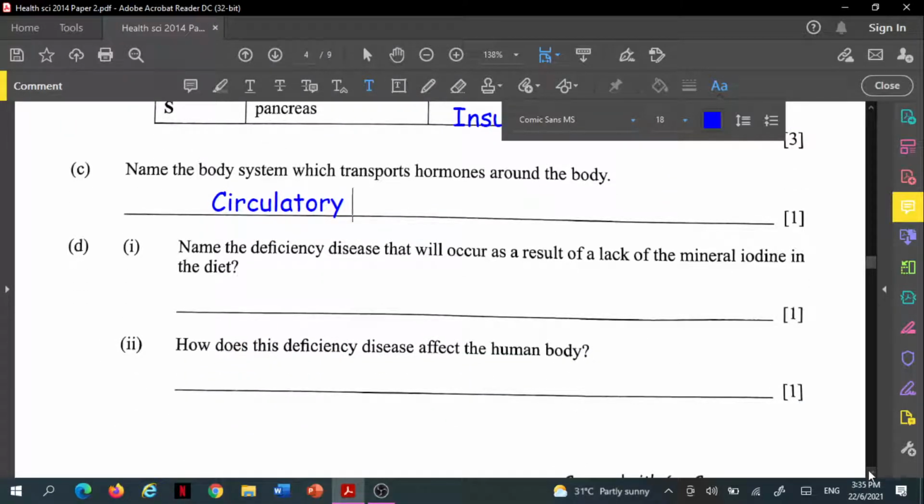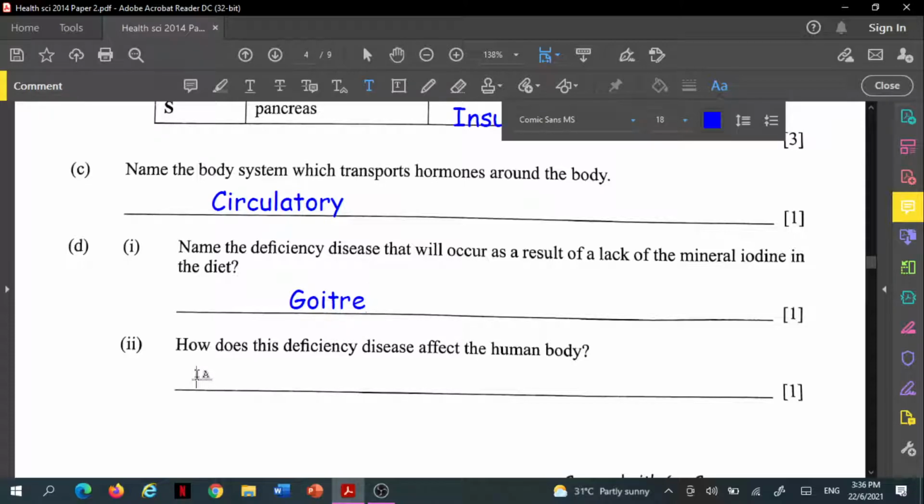All right, so for part D1, it says name the deficiency disease that will occur as a result of a lack of mineral iodine in the diet, and the deficiency disease right here is called goiter. And so how does this deficiency disease affect the human body? What happens here is that it will cause a swelling of the thyroid gland.